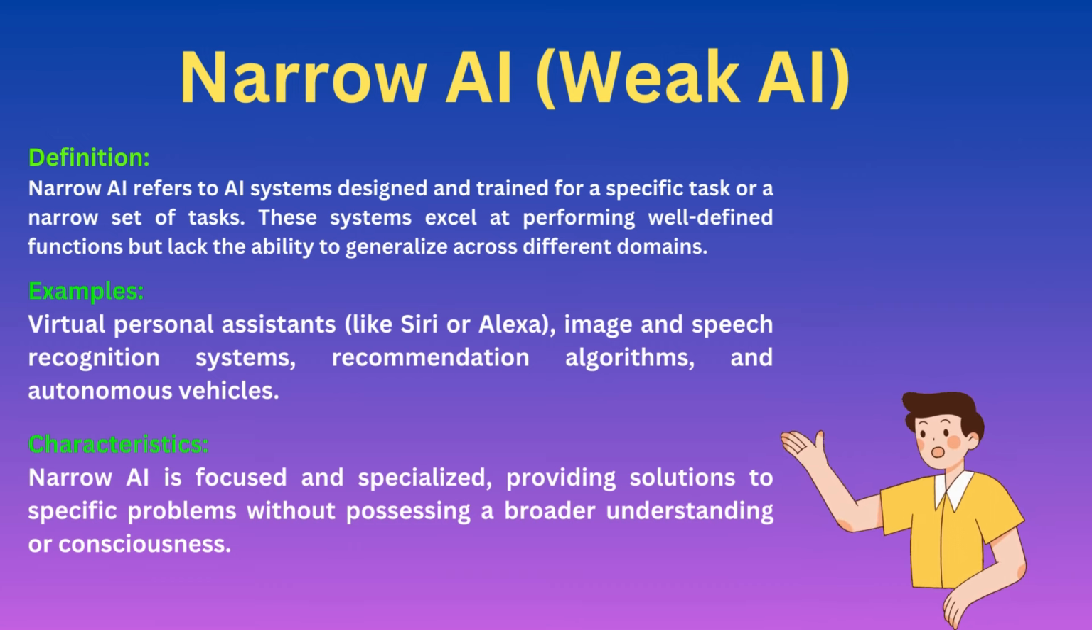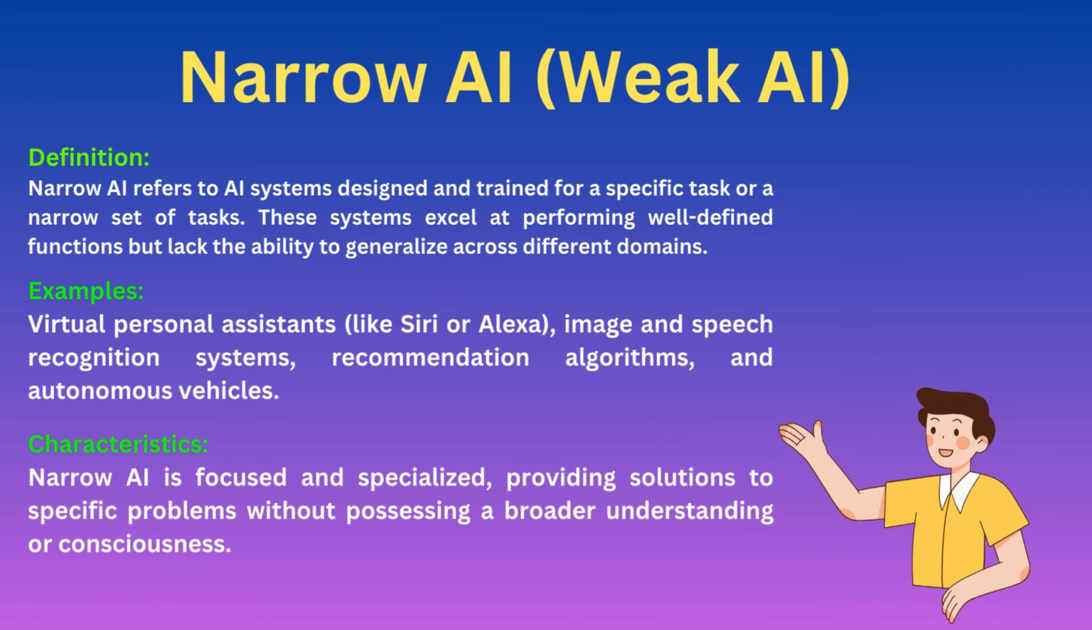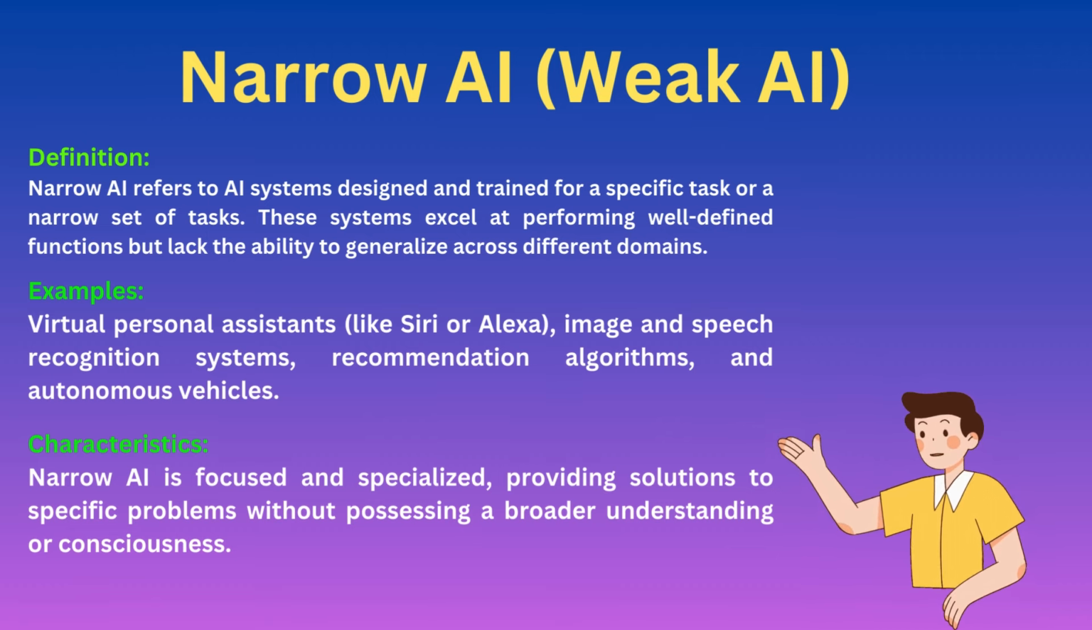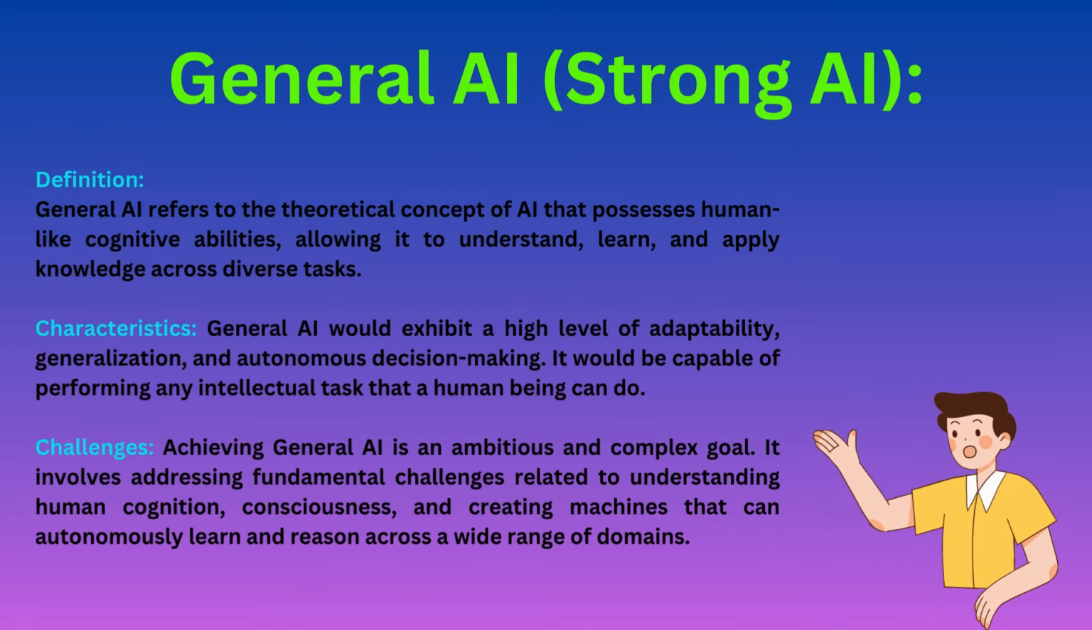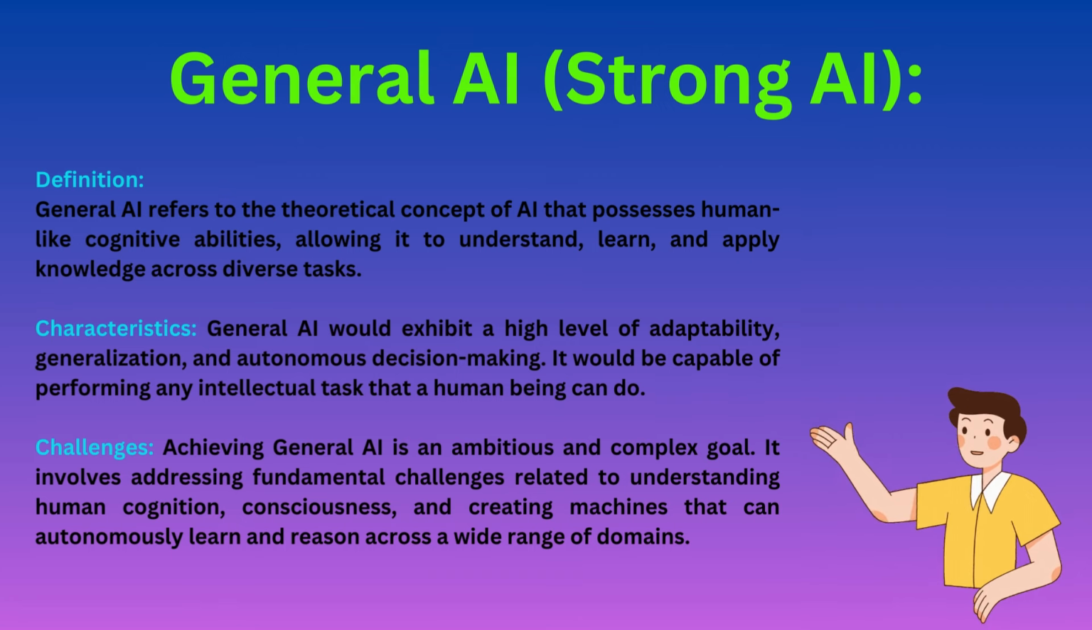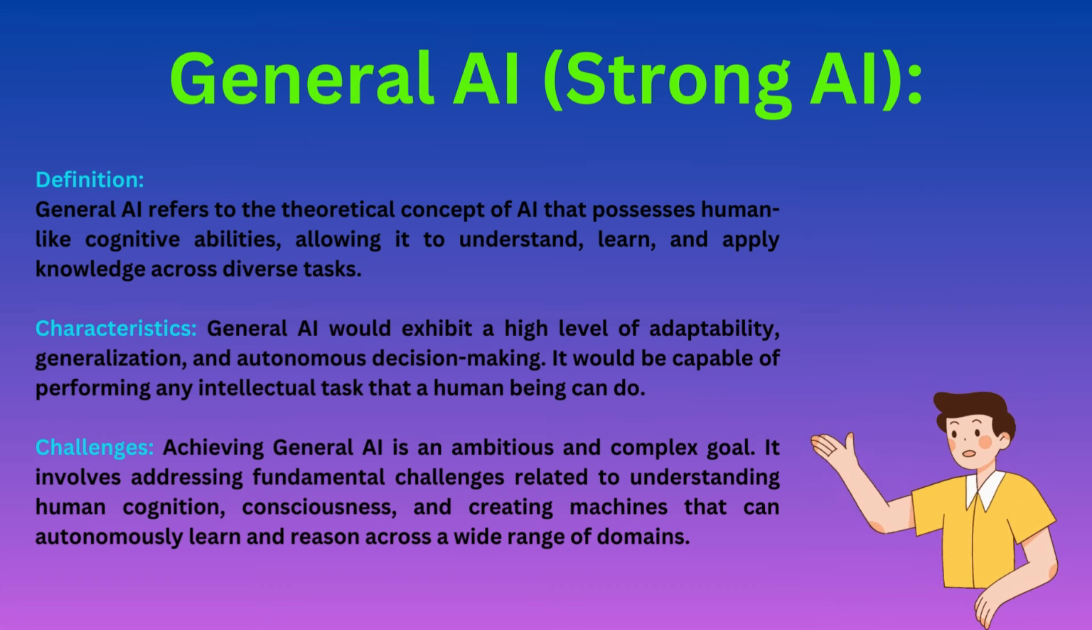Narrow artificial intelligence is designed for specific tasks, excelling in well-defined functions without generalizing across domains. Examples include virtual assistants, image recognition, recommendation algorithms, and autonomous vehicles. It is specialized, solving specific problems without broader understanding or consciousness. Second, general artificial intelligence, strong AI. General artificial intelligence is a theoretical goal for machines with human-like cognitive abilities, capable of versatile learning and autonomous decision-making. Achieving this is complex, involving challenges in understanding human cognition and consciousness.